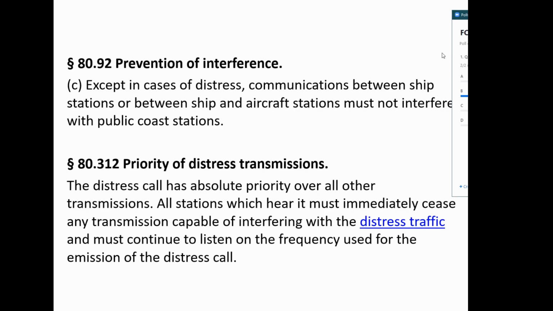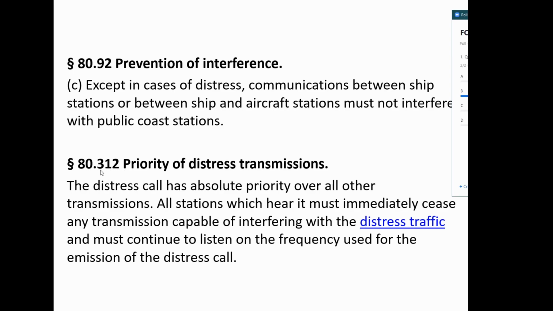It looks like a little bit of a review because the prevention of interference, we have looked at that before. Except in the cases of distress, communications between ship stations or between ship and aircraft stations must not interfere with public coast stations. So if there's a public coast station, basically you're not to interfere with them. Basically cutting in. You might be able to talk to them when it's not being otherwise used, but you must not interfere.